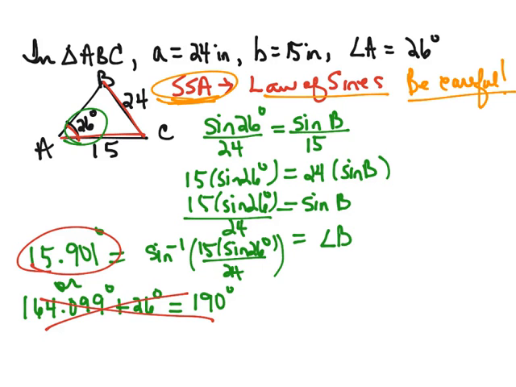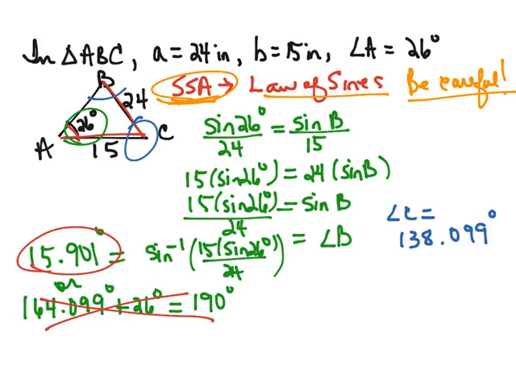So now I know what angle B is, so I can find angle C. And the way I'm going to find angle C is I'm going to add 15.901 to 26, and that would give me 41.901, and then I'm going to subtract that from 180 to get angle C is 138.099 degrees. So again, the way we found angle C is we added up the two angles that we knew in our triangle and subtracted from 180 to find that third angle.